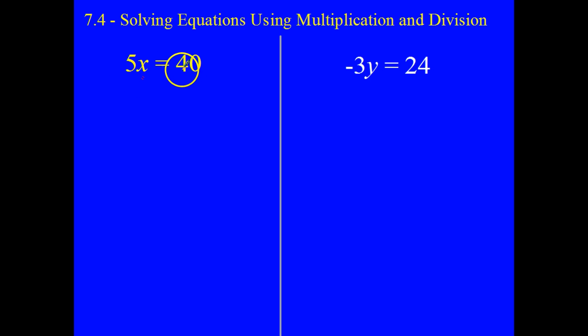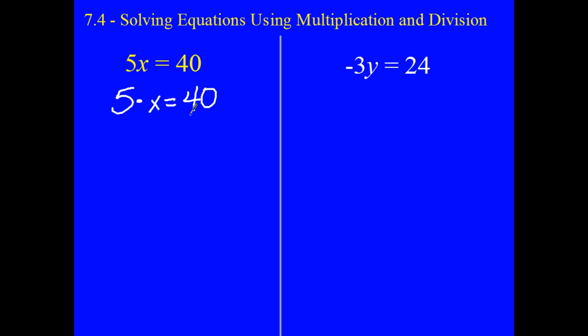So if I know that this is the total amount, and one of these is the number of groups, and one of these is how many are in each group, then in order to reverse this, if I have 5 times x is equal to 40, what I'm saying is I have maybe 5 groups, and in each group I have some unknown number. I don't know how many are in there yet. But when I total them all together, I'm going to have 40.